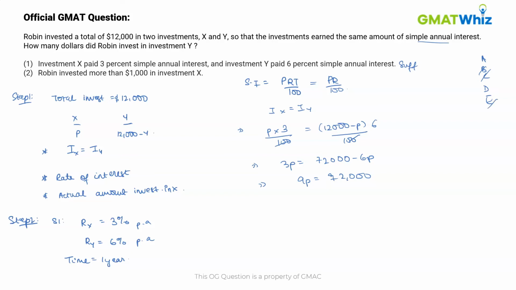We now check the sufficiency of statement 2. In statement 2, we are given that Robin invested more than $1,000 in investment X. So, the value of P is basically greater than $1,000. Now, P can take multiple values. The value of P can be equal to 5,000, 6,000 and so on. Hence, we cannot find an exact or unique answer of P. So, statement 2 is not sufficient, and thus the correct answer is option A.